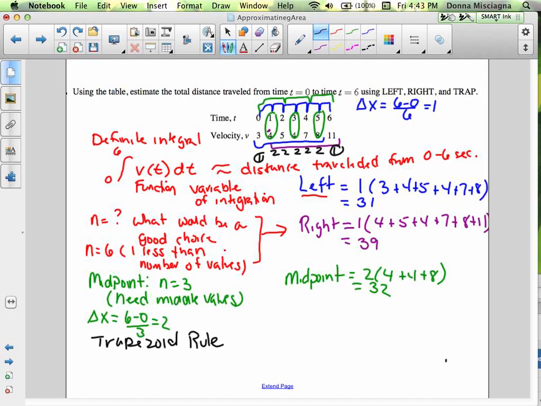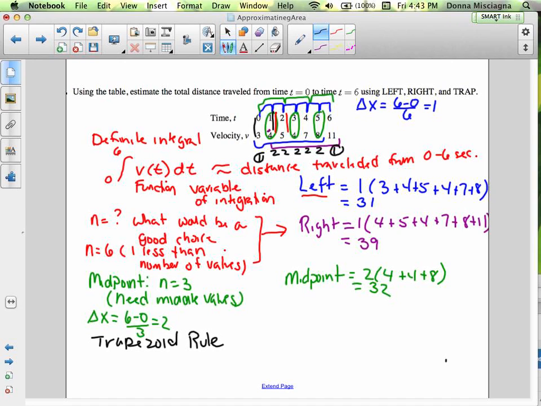If we're figuring out a trapezoid, we would use this side and this side, add them together, divide by 2. And then we'd go to the next one, and we would use this side and this side, add them up, divide by 2. Well, you see we used that second value twice. And the same thing is going to happen for every value except for the end values.